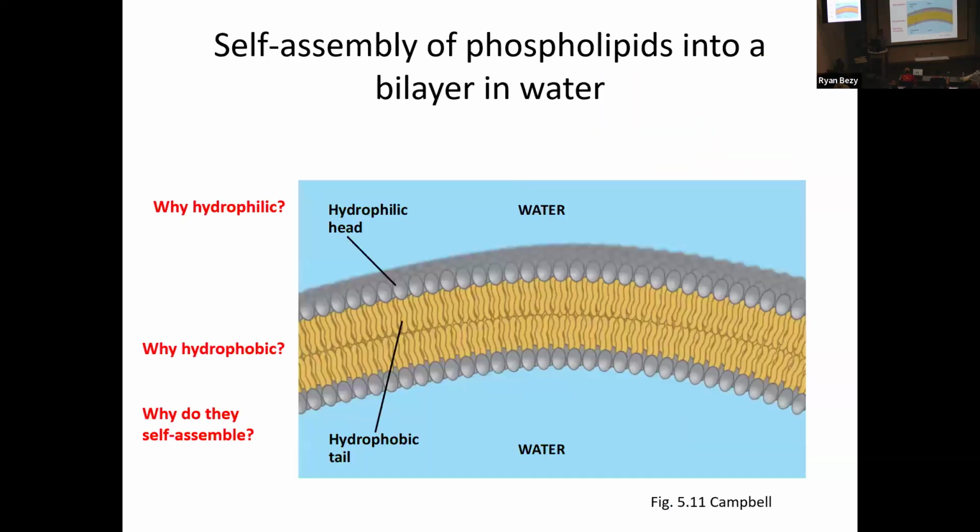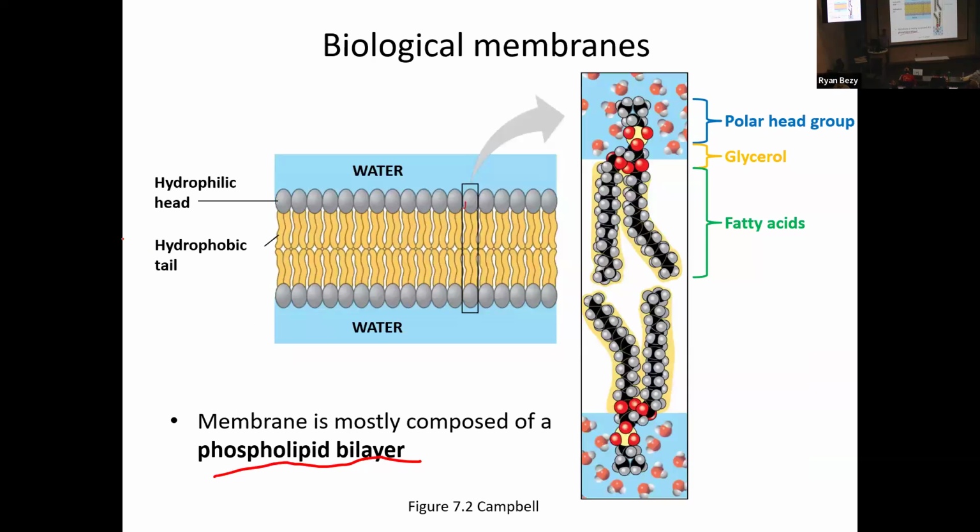With that phospholipid bilayer, the polar head groups are always towards the outside of one layer and towards the outside of the other layer. So again, I have one layer here. I have a second layer here. It's a bilayer. So I have one layer of phospholipids and a second. The polar head groups are always pointed towards the outside of one layer and the outside of the other layer. The fatty acid tails are always pointed inwards towards one another between the two layers.